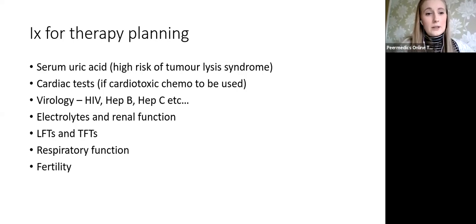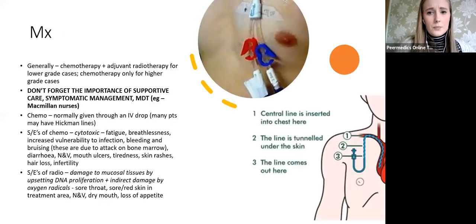Underlying tests of all your organs, particularly cardiac function, so do a baseline echo, especially where cardiotoxic chemotherapy is to be used. Virology, because you want to check these patients don't have anything that, if you're immunosuppressing them further with chemo and radio, you're going to make worse. Electrolytes and renal function, liver function tests, thyroid function, respiratory function, and fertility, because you can get both temporary and permanent fertility problems, unfortunately, with these as well.